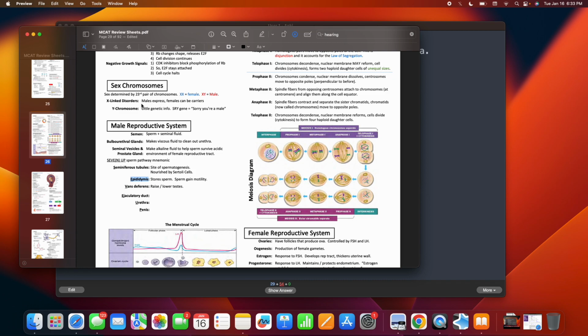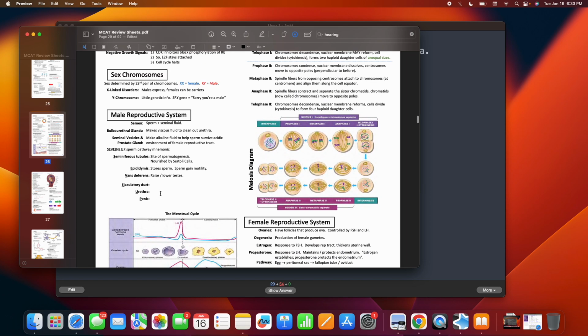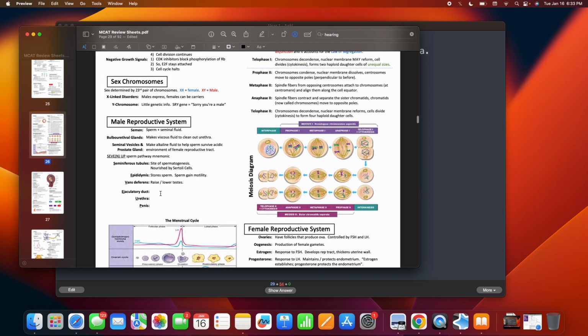Epididymis, which stores sperm, and the sperm gains motility. V is for vas deferens, and it raises or lowers our testes. The other E, it's not epididymis, it's ejaculatory duct. For some reason there's nothing written in front of it. We have the urethra, and we have the penis.